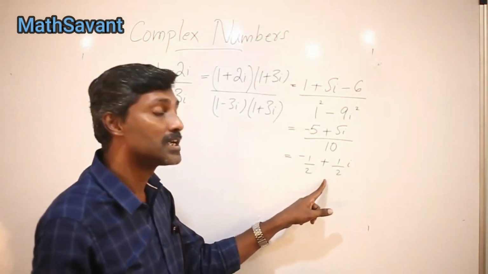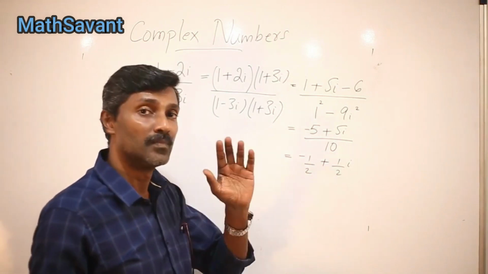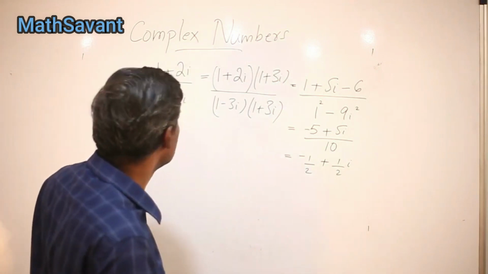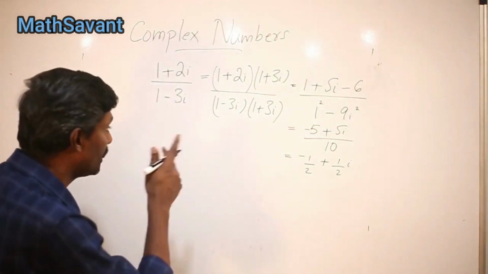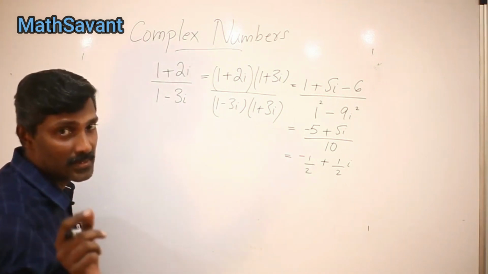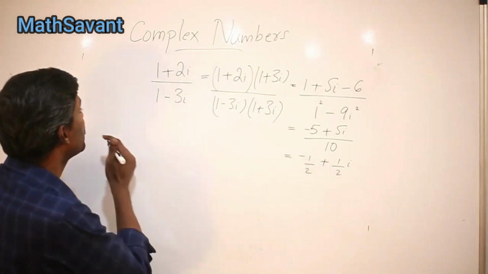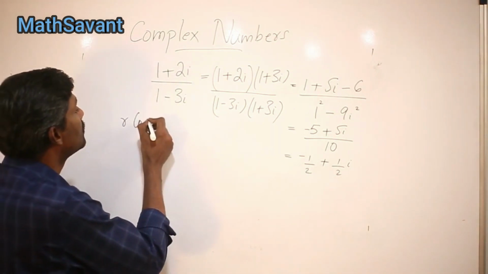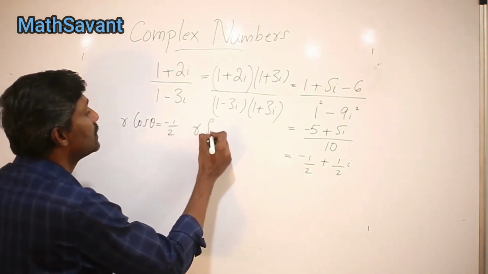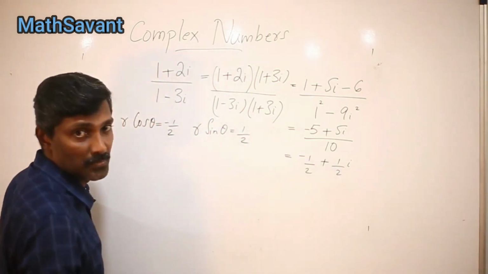Okay. Now we have to express this complex number in the polar form, and we have to identify the modulus, the r, and the argument of that complex number. Okay, let's see how we do this. The polar form of this complex number is r into cos theta plus i sin theta, right? So this is the real part and this is the imaginary part. So we can write r cos theta is equal to minus 1 by 2 and r sin theta is equal to the imaginary part, which is 1 by 2, right?